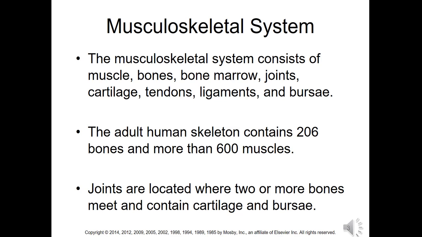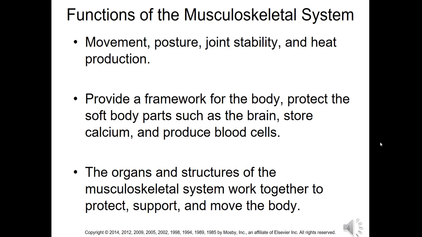Joints are going to be anywhere that two or more bones meet, and joints typically will contain cartilage and bursae if they are healthy. So the functions of the musculoskeletal system, first thing is movement, posture, joint stability, and heat production. That's our primary function of this musculoskeletal system. The next thing is that it provides a framework for the body. It protects the soft body parts like your heart, your liver, your lungs, and it also stores calcium and produces blood cells in certain areas of your bones.